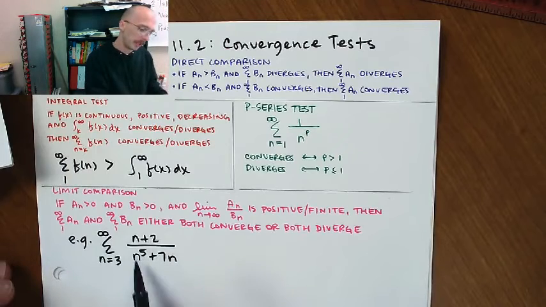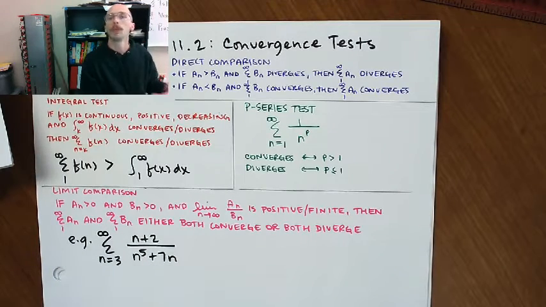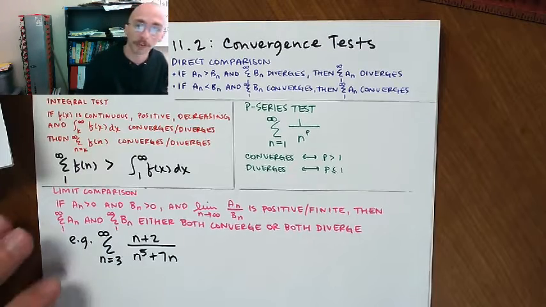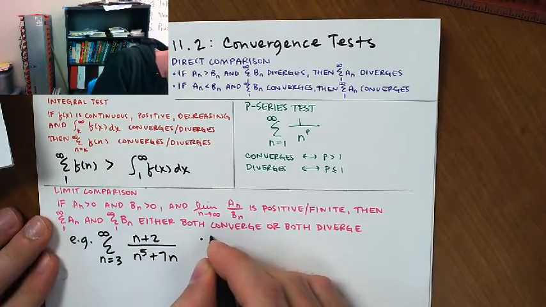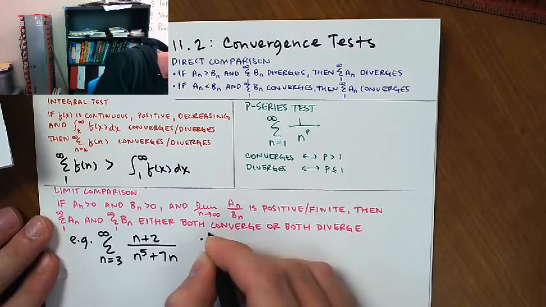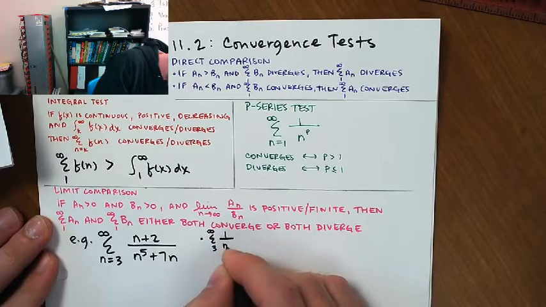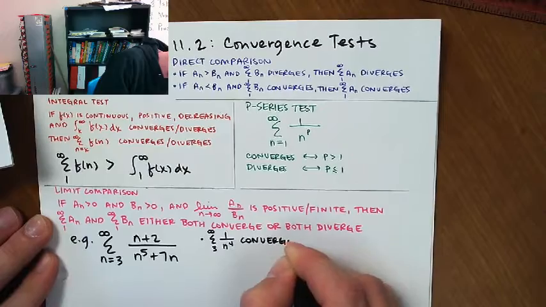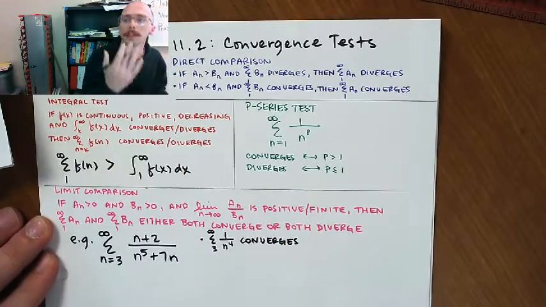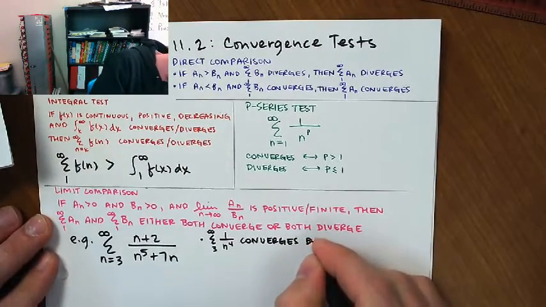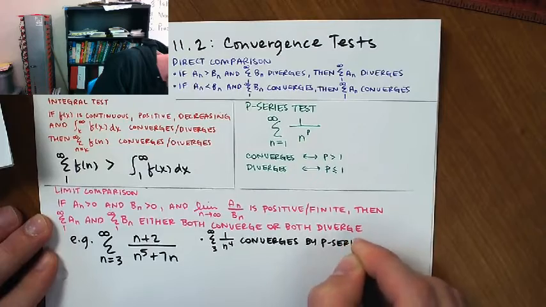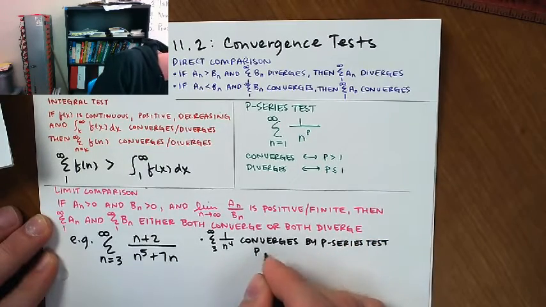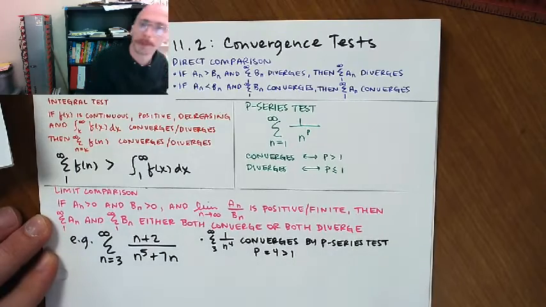So I know that it's related to 1 over n to the 4. So I'm going to do limit comparison against 1 over n to the 4, and how I'm going to justify my answer is I'm going to start off by saying, okay, my one that I want to compare it with is the sum from 3 to infinity of 1 over n to the 4. What does that do? That converges. Why does it converge? The p-series test. Okay. P is equal to 4, which is greater than 1.